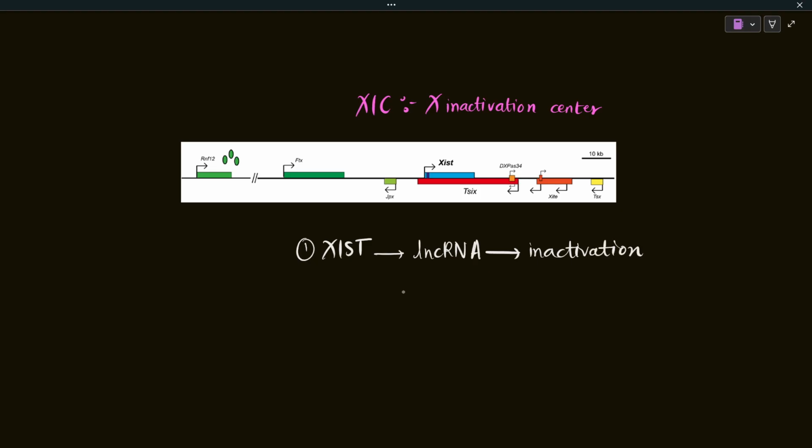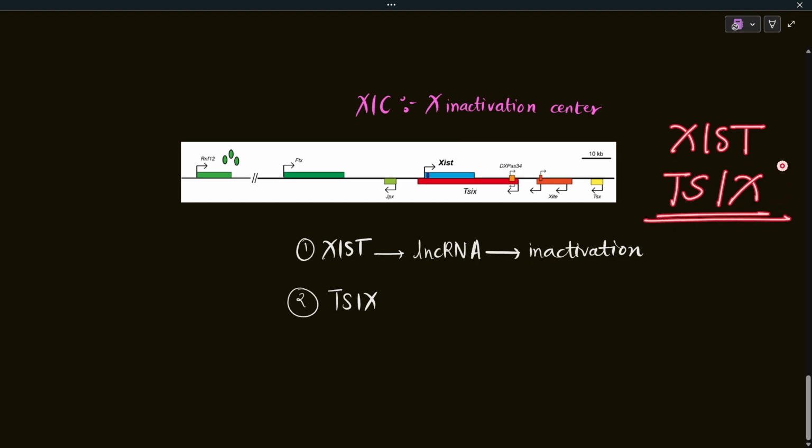So this Xist is going to do the inactivation of the X chromosome. There is another long non-coding RNA which is antisense to the Xist gene. This is the antisense strand, the strand which is opposite to the sense strand. It is called Tsix. As this is the antisense strand of Xist, it is written exactly in the opposite manner, and that is why it is Tsix.